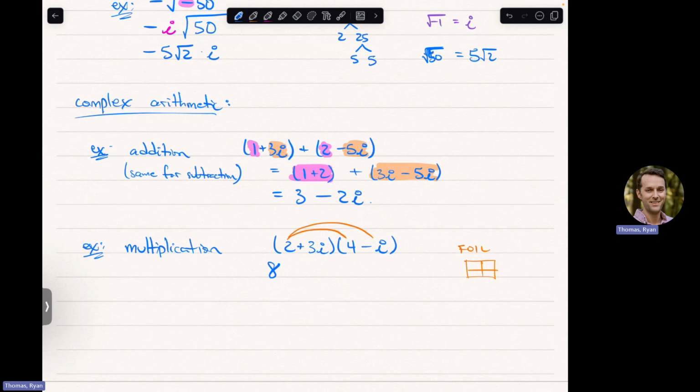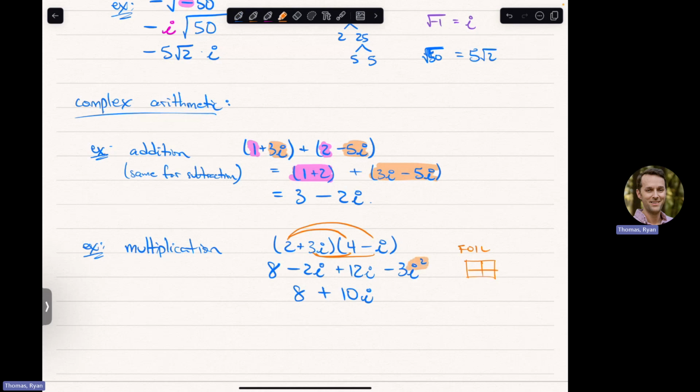2 times negative i would be minus 2i. And I'll rearrange stuff at the end. 3i times 4 would be 12i. And then 3i times negative i would be minus 3i squared. Okay, and there are like terms that I can combine right there. So 8 plus 10i.